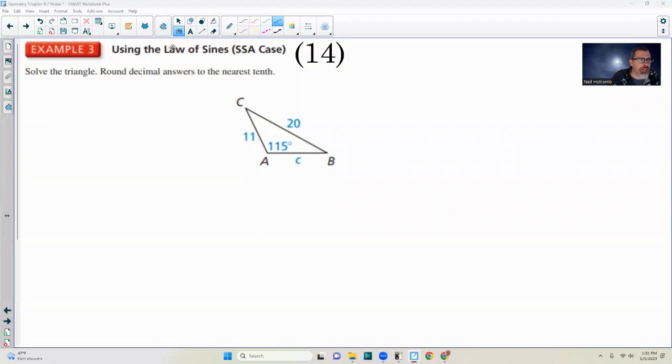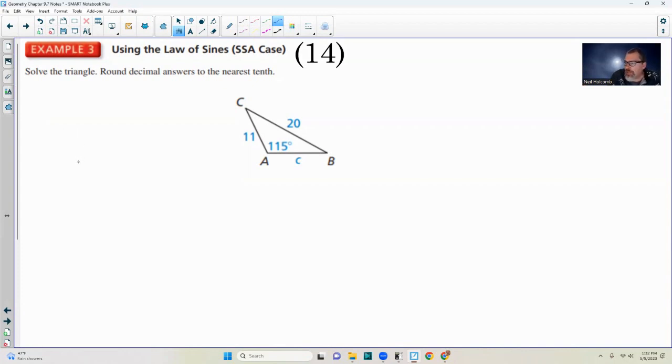Okay, so Example 3 says using the law of sines, SSA case. So we have two sides and a non-included angle, SSA, and it says solve the triangle, round your decimal answers to the nearest tenth. Okay, so look at the diagram they gave us. We know angle A, we know side a, and that's what's going to be key to answering this. When you know a side and an angle opposite it, there's the ratio that's going to help you find everything else.